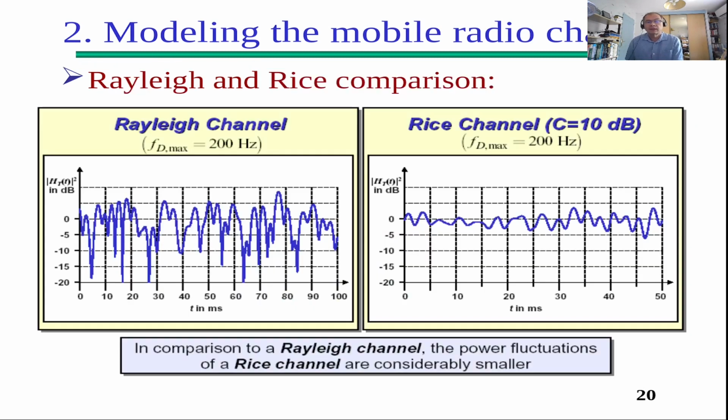distribution. If we compare the transfer function of a Rayleigh channel and a Rice channel, for here a Doppler frequency of 200 Hz, you see that the power fluctuations of a Rayleigh channel are considerably bigger than on a Rice channel. So that's important to notice. The worst case is really the Rayleigh channel.